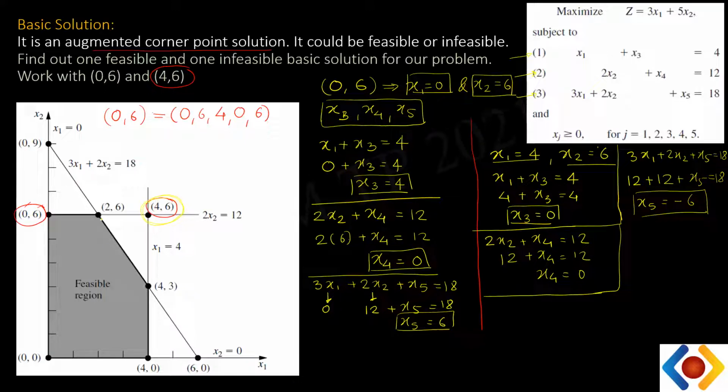Yes. If you look at all the feasible points, all values of x1, x2, x3, x4, x5 are going to be positive or 0. They'll follow the non-negativity constraint. But the moment you step out of that region, one of the variables will become negative. Clear, everyone? Okay, great.